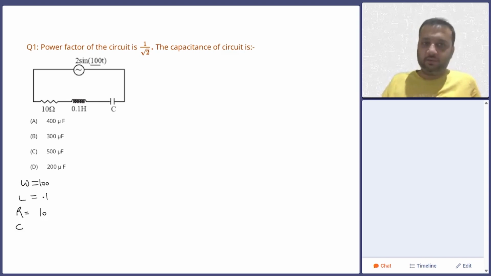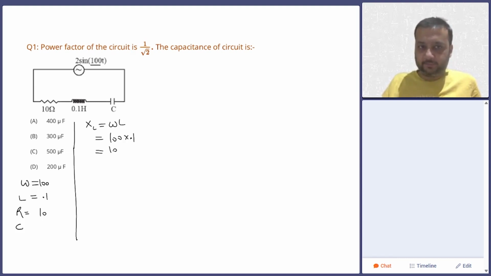Now since we do not know the capacitance, we don't know whether it's a capacitive circuit or an inductive circuit, meaning we don't know whether XC is more than XL or XC is less than XL. So we will have to consider both the cases. XL we can find very easily. We know that XL is omega L. So if you see, omega is 100 and L is 0.1, so this becomes 10.